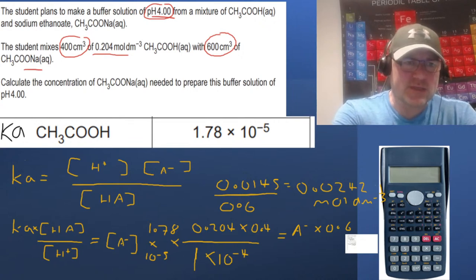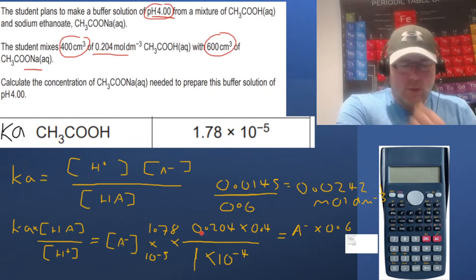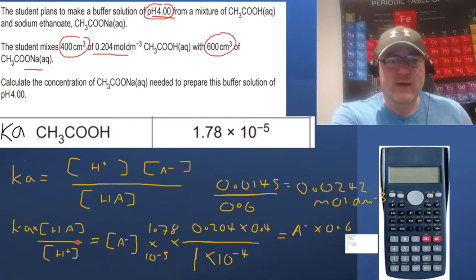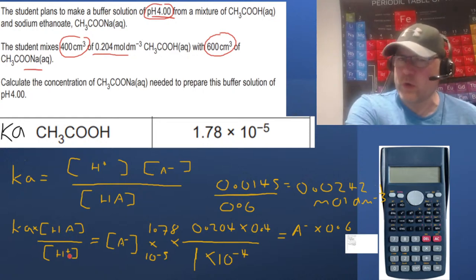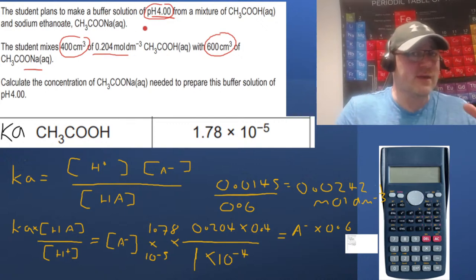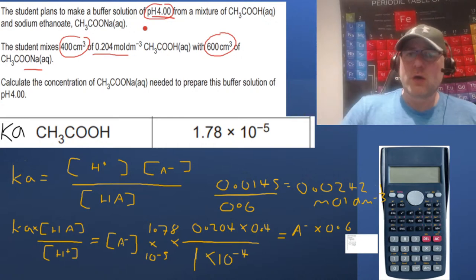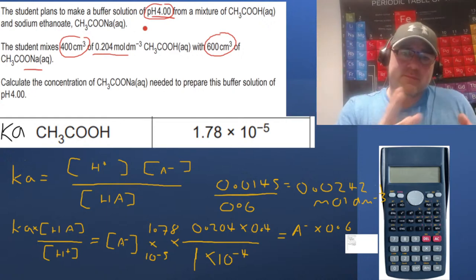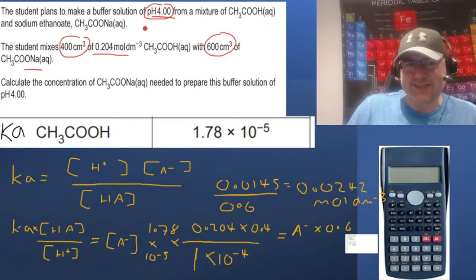So, you might be saying to yourself, well, sir, how did I get this number of 0.0145? Well, remember we took the original equation and rearranged it just like we would for a buffer, except this time, instead of dividing by the salt, we divided by the hydrogen ion concentration. Why did we do that? Well, they gave us the pH, and whenever you're given the pH, you can work out the hydrogen ion concentration. So we weren't being asked to find the pH. We were being asked to find the concentration of the salt that would need to be added to create this buffer solution.